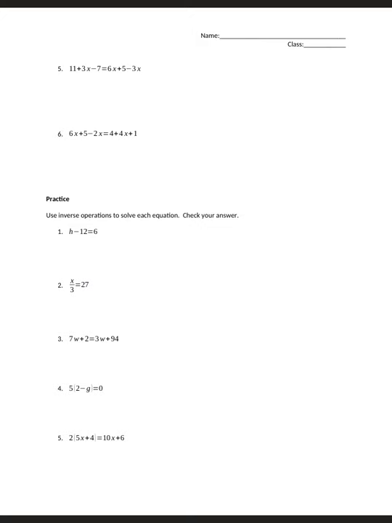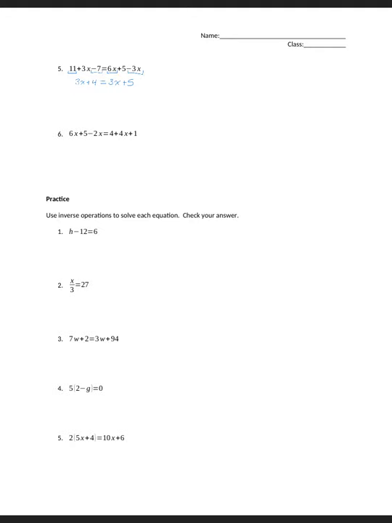Okay, so looking at number 5, we don't have anything to distribute, but we have some like terms that we need to simplify. My like terms here are going to be the 11 and the -7. So I have 3x, and 11 minus 7 is 4. And over here I have 6x minus 3x, so that means I have 3x plus 5.